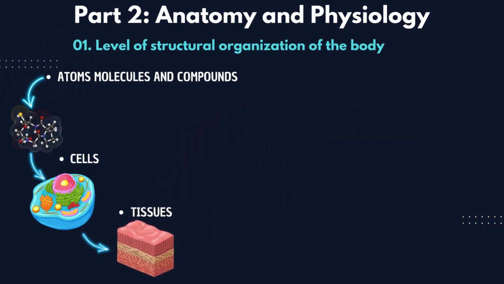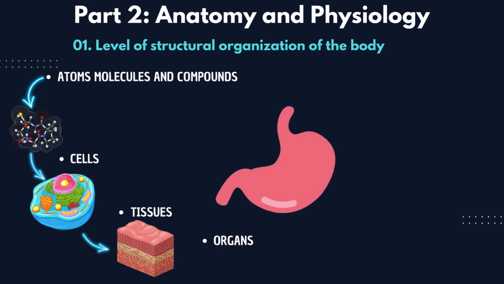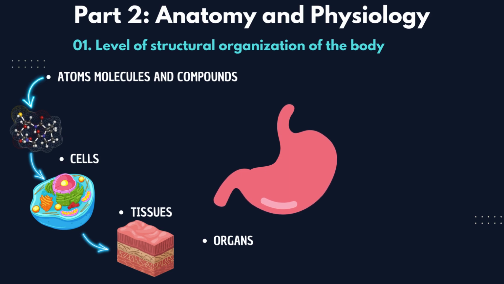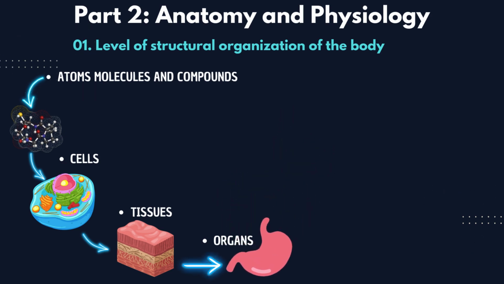Fourth structural level of organization is organ, which is an integrated collection of 2 or more kinds of tissues that work together to perform a specific function. For example, stomach is made of all types of tissues and its function is to absorb the nutrients from the food that we intake. Fifth structural level of organization is system.